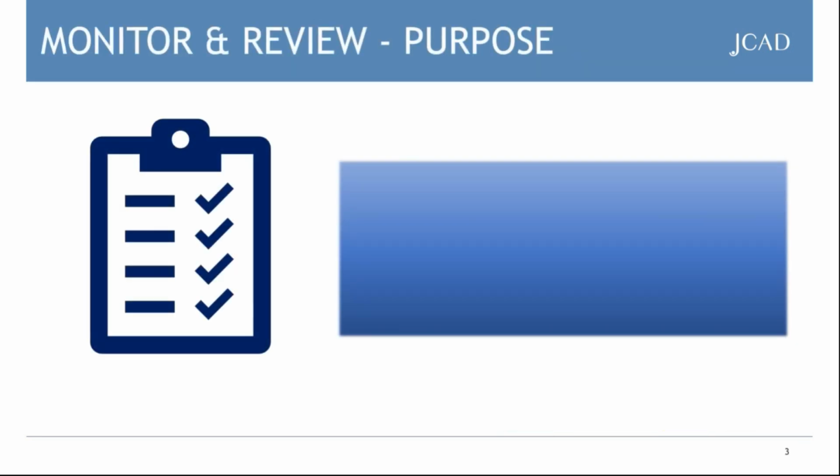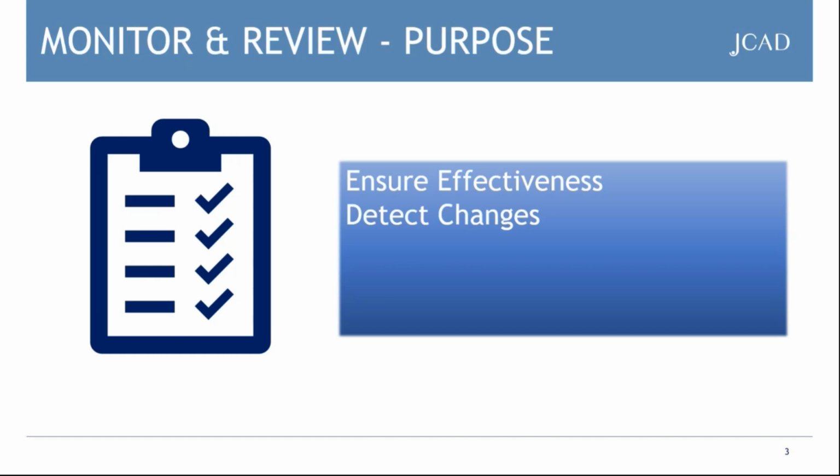So to break down what this step might look like, there's 3 areas. The first one is the purpose. So what's the purpose of monitoring and reviewing your risks? Firstly, to verify that the implemented risk treatments and the controls are working as you intended in order to reduce those identified risks to their acceptable levels.